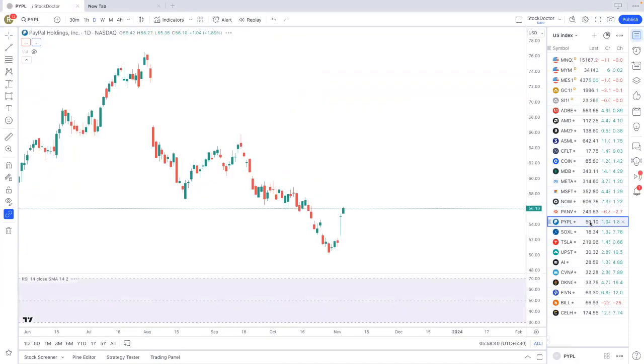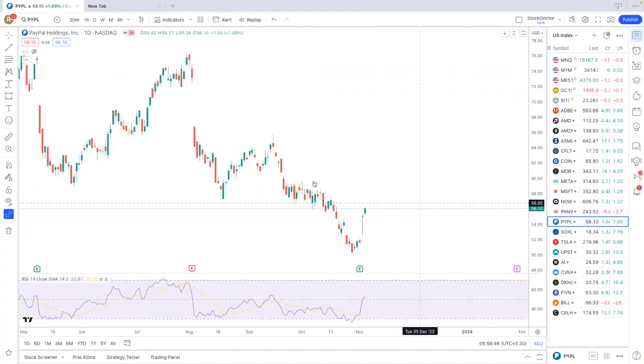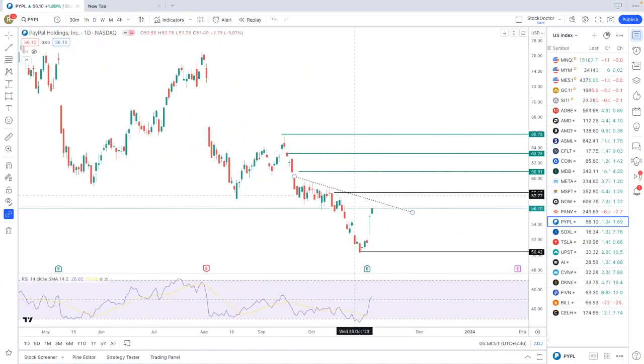The next we have is PayPal. For PayPal, I can see that 58 is a resistance. If it crosses above 58, then only it is advisable to take a position for the targets of 61, 63, and 65.5. If it doesn't trade above 58, or if it comes to 58 and starts going down, then it can again go back to 54, 52, and $50 is an important support for this stock.